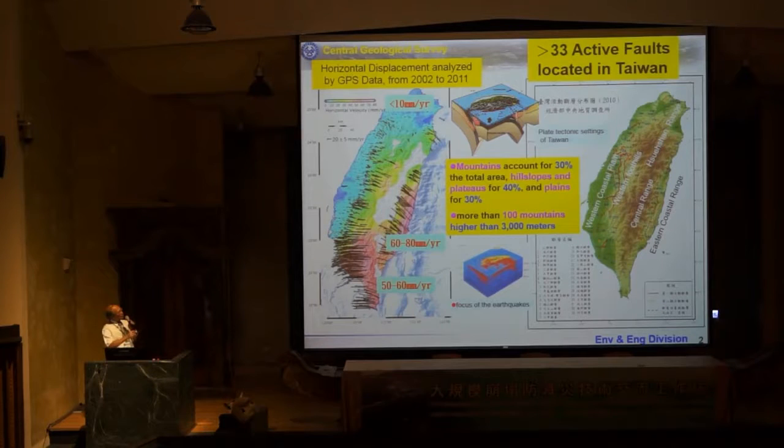But then we see this diagram on the left side. This is the data from GPS, for the duration from 2002 to 2011. From these years, we have this kind of result. As you can see, on the eastern side, the horizontal displacement is about 60 to 80 millimeters per year. But in northern Taiwan, maybe we are very lucky, so the displacement is smaller.